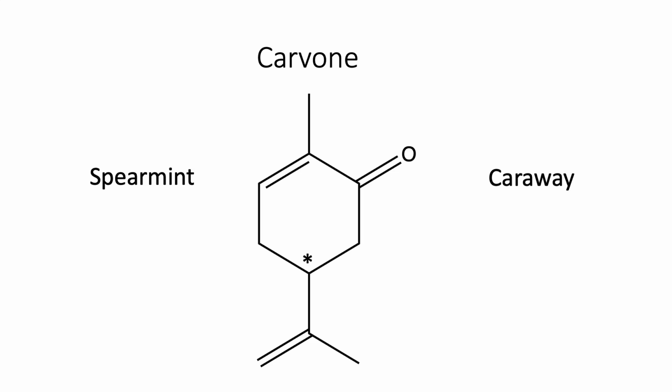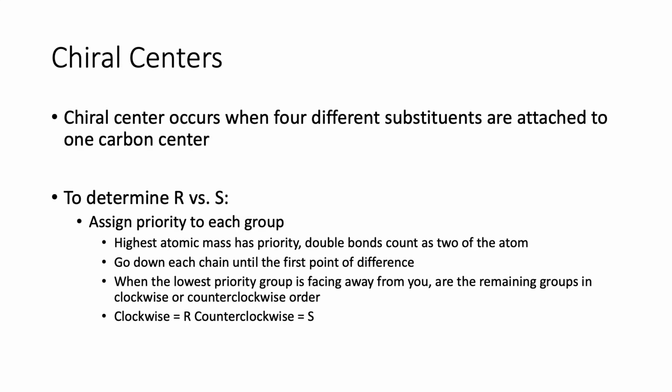And the reason for that is because we have a chiral center down at the bottom. So there are 2 different possible isomers of this molecule, and they have different properties. Some properties are different. So we need to take a moment and look at chiral centers.